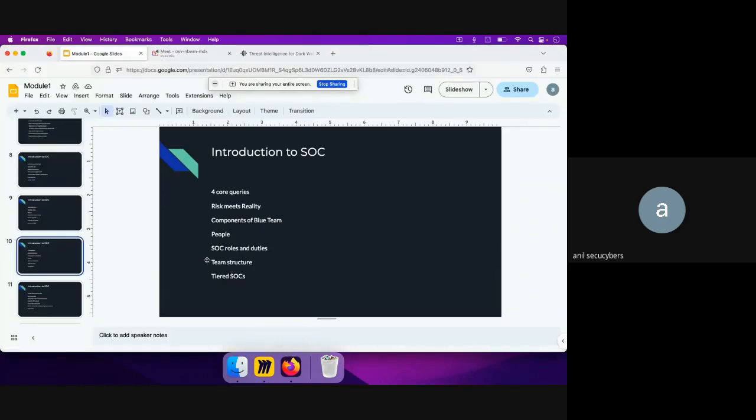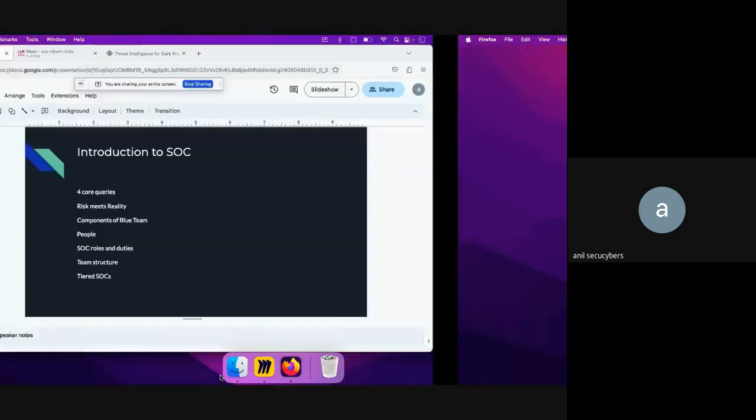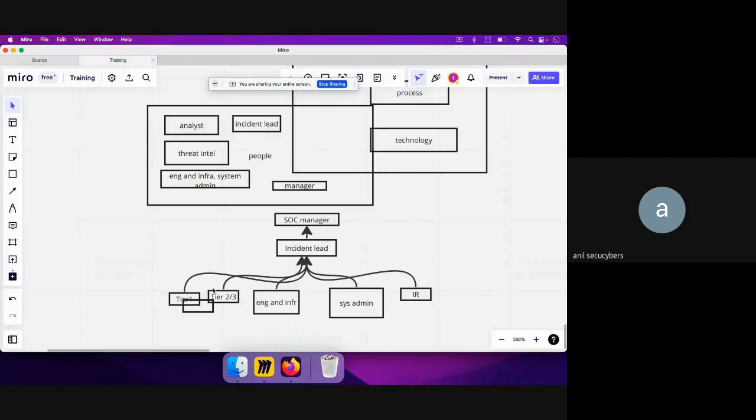So we discussed the team structure, and now let's deep dive into the tiered SOC. Tiered SOC, I mean, is tier 1, tier 2, and tier 3. As I explained, tier 1 is learning the ropes. They are freshers in any organization's SOC team. Tier 2 has somewhat increased capabilities. And tier 3 performs the highly complex tasks.